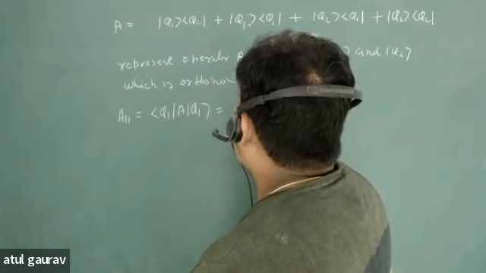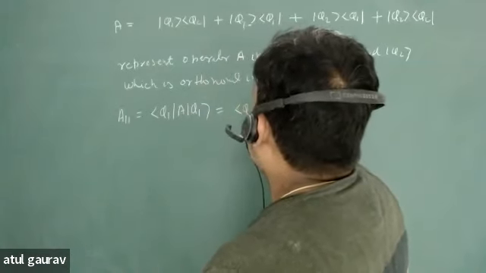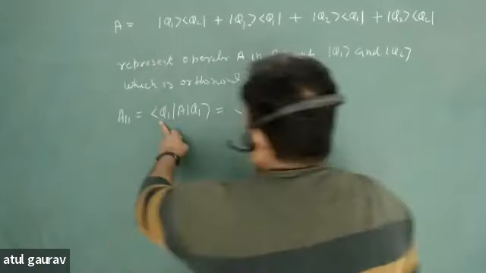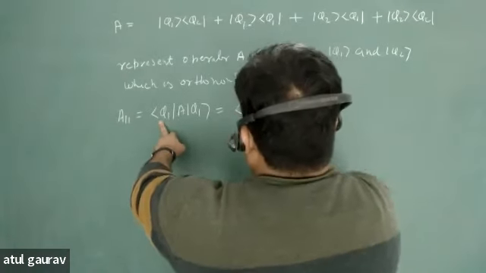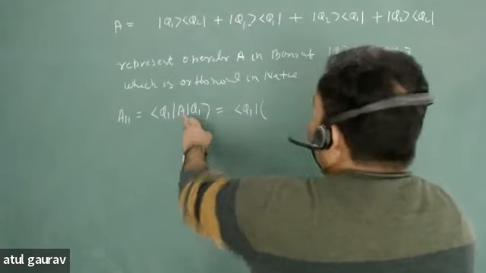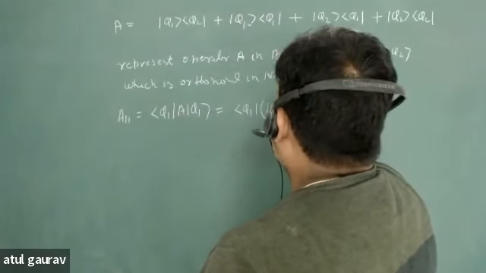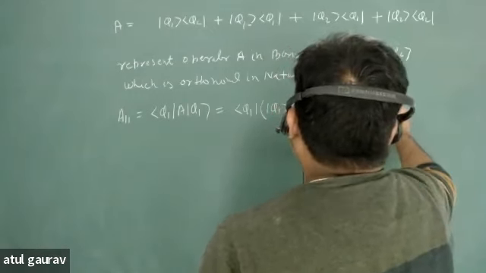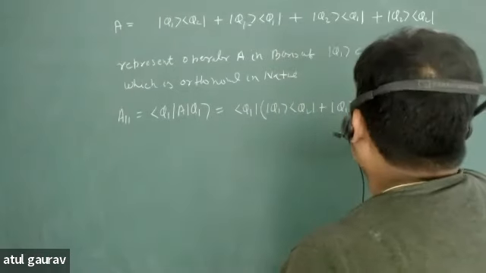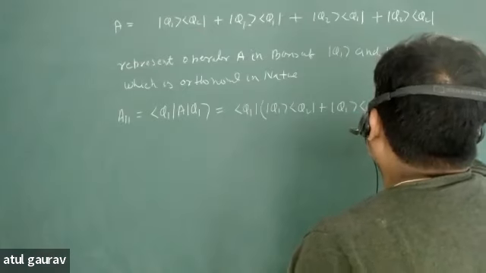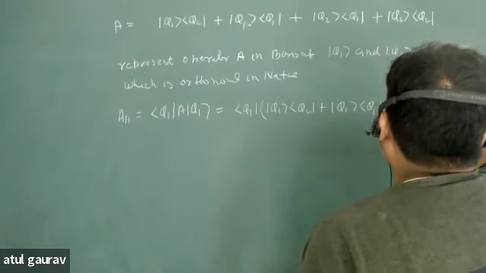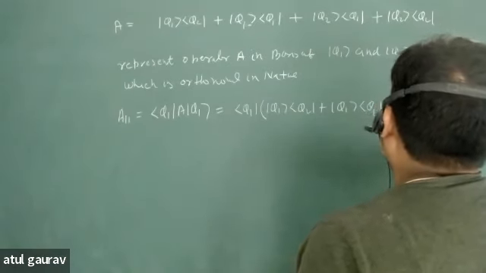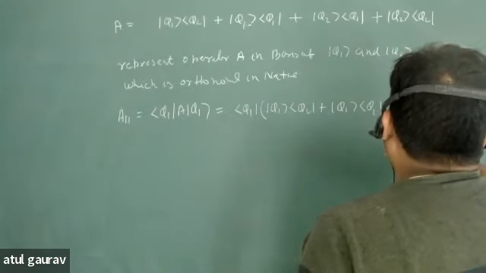What will the first element become? Phi 1 comes from this side, and from the other side this phi 1. Let me first write the formula. You can operate phi 1 here. Now I am writing A: phi 1 phi 2, phi 1 phi 1, plus phi 2 phi 1, plus phi 2 phi 2, and here is phi 1.